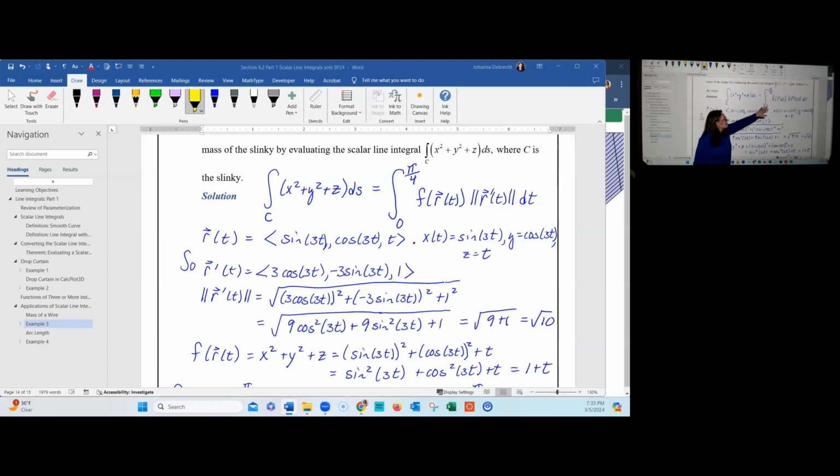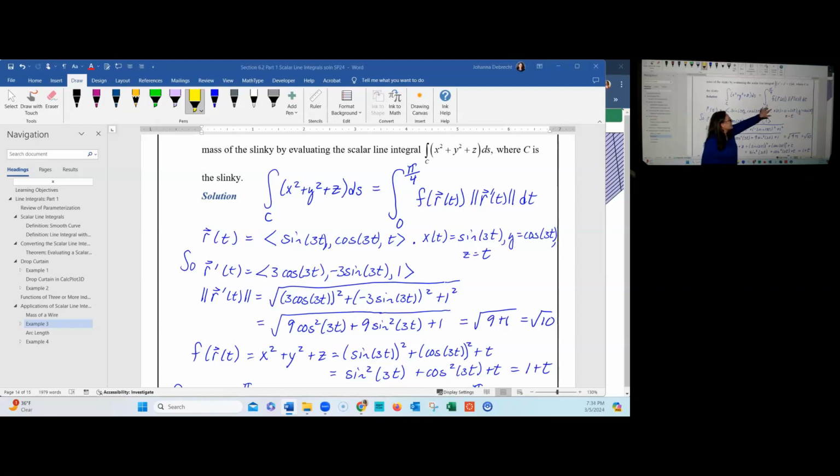Next, we need to represent our function in terms of this parameterization. We're given what x, y, and z represent by the components of the parameterization. Our function is x squared plus y squared plus z. So we replace x with sine of 3t, y with cosine of 3t, and z with t. This gives us another Pythagorean trig identity: sine squared of 3t plus cosine squared of 3t is 1, plus the t, which gives us the representation of the function in terms of the parameterization, or in terms of t, as 1 plus t.